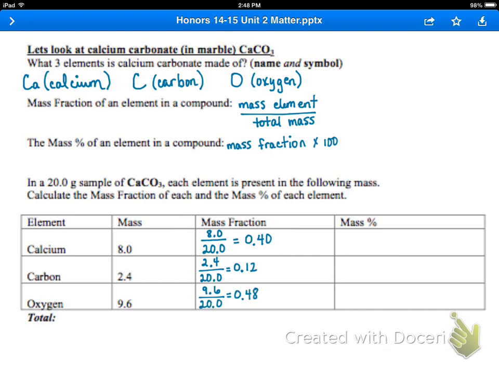So the mass fraction, again, is for each element, the grams of the element divided by the total, which is 20 in each case, gives us a decimal. So the mass fraction converted to a percentage, 0.40 means 40% mass percent. And again, look at the totals. The total is going to be 20 grams. The total mass fraction is always going to be 1, and the total mass percent always has to be 100%.